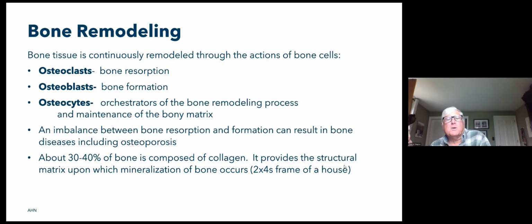About 30 to 40% of bone is composed of collagen. It's a protein, and it provides the structural matrix where mineralization of the bone occurs, like the 2x4s of a house. One of the common disorders associated with lack of collagen or disordered collagen is osteogenesis imperfecta, which some of you may have heard of.